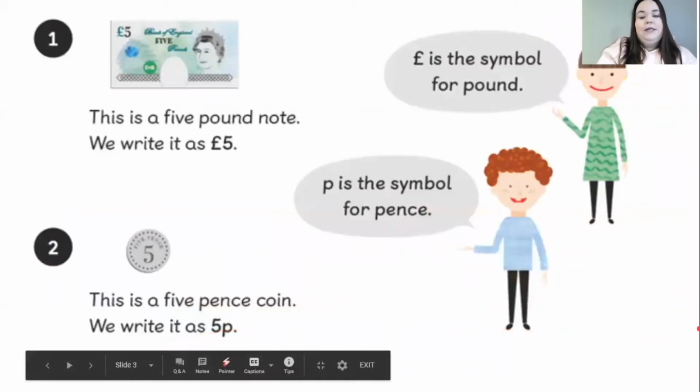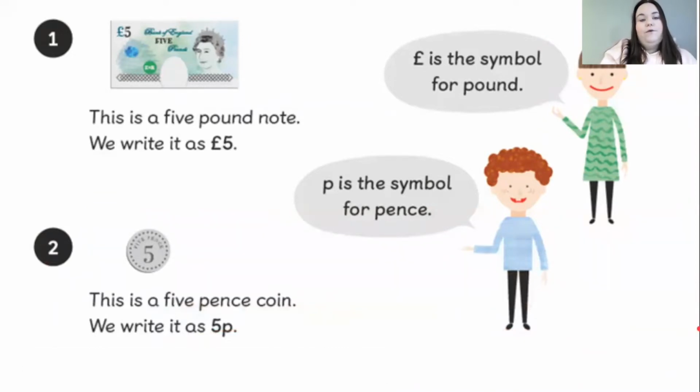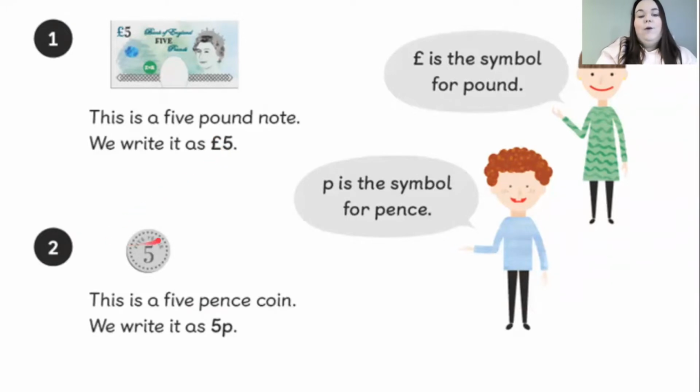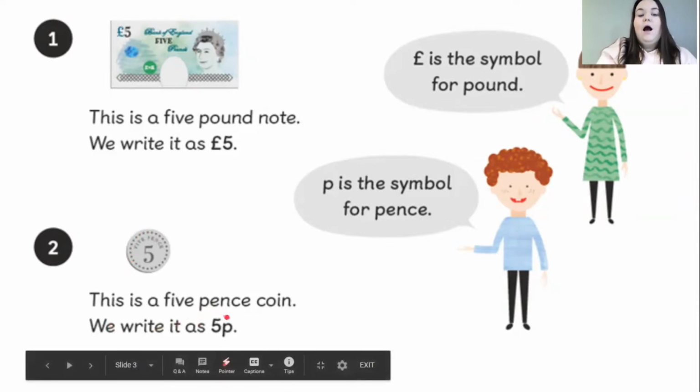So if we have a look at this one, it explains it even further for us. This is a £5 note, and we write it as £5, and the pound symbol goes before the number. And when we have coins and they're worth pennies or pence, we use the P sign. This is a 5p coin, and we write it after the numeral. So this is worth 5p.